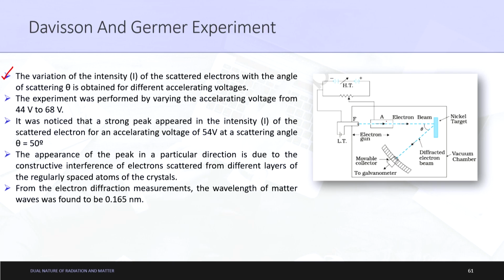As the name suggests, please remember the previous explanation: I explained that the accelerating voltage is set by this. We increase or decrease the voltage here and find out what happens to the intensity being captured by this movable collector. Let me stop it here.